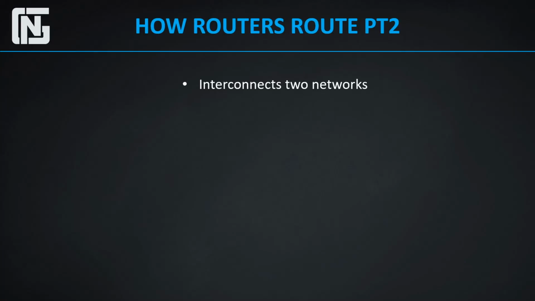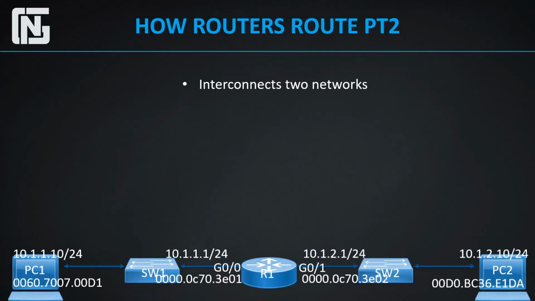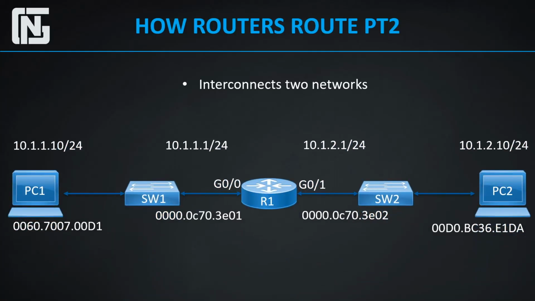So what is a router's job? It's to interconnect two different networks, whether they're both local to the router or one is local and one is remote. First and foremost, here we have our topology. We have PC1 on the left, PC2 on the right, and I have laid out all of the necessary information that you need to know about. So PC1 tries to ping PC2.